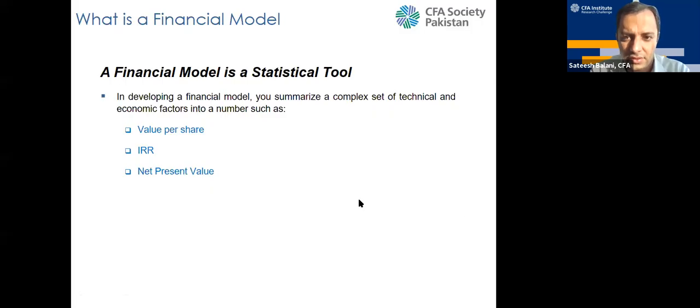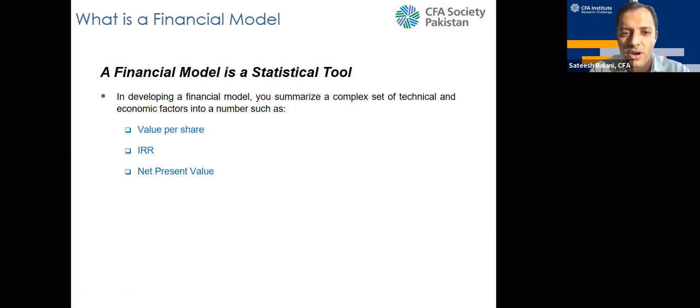What is a financial model? So we have a first question: what is a financial model? Why would someone make a financial model? In developing a financial model, you summarize different technical and economical factors to arrive at a number, a target, which is the value per share, IRR of a project, net present value. I'm sure you must be aware of what a value is, what IRR and NPV are.